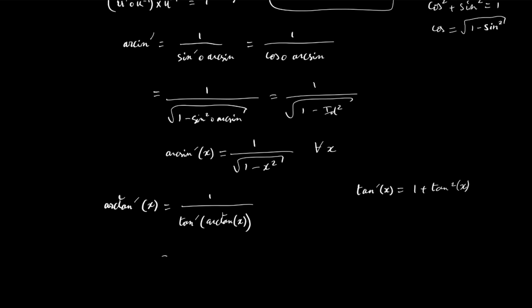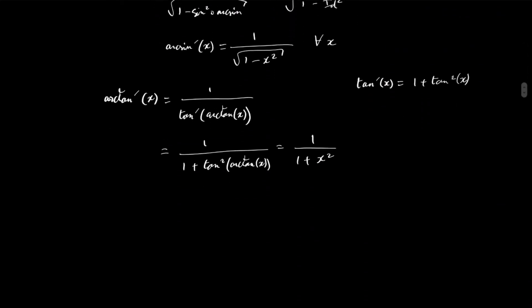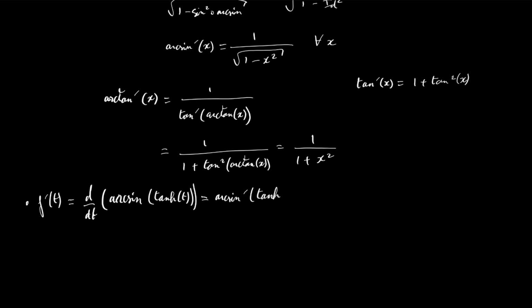So we can write that as 1 over 1 plus tan squared of arctan of x, which is equal to 1 over 1 plus x squared. So now let's go back to the function f of t, and we can write that the derivative of f of t is the derivative of the composition of the functions arcsine of the hyperbolic tangent of t, and this is equal to the derivative of the function arcsine evaluated at the hyperbolic tangent of t multiplied by the derivative of the hyperbolic tangent of t.